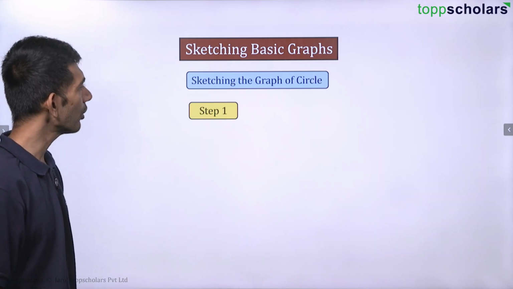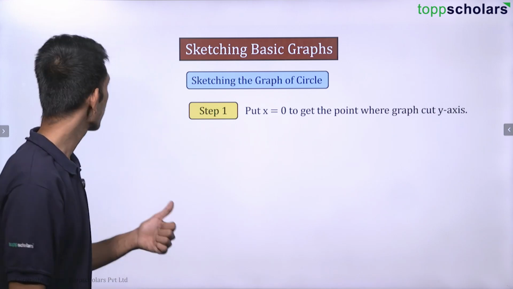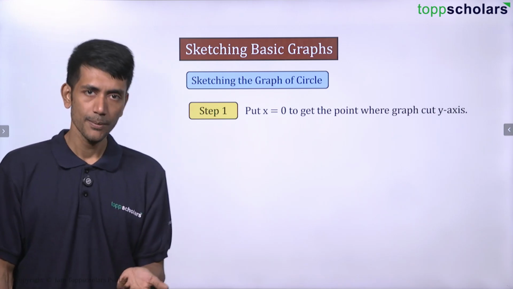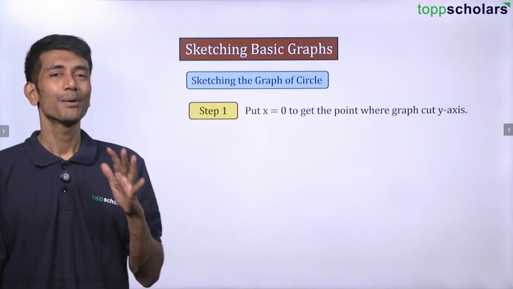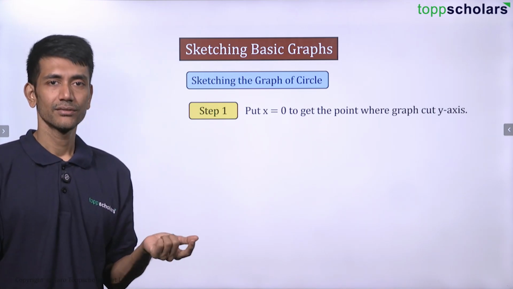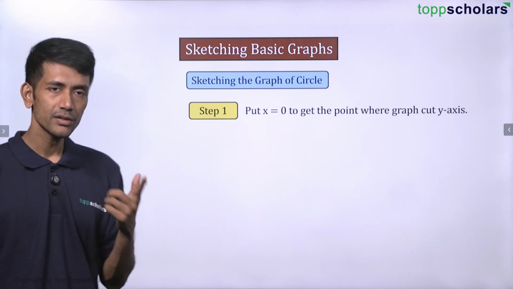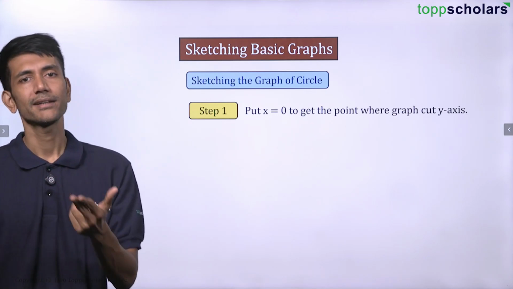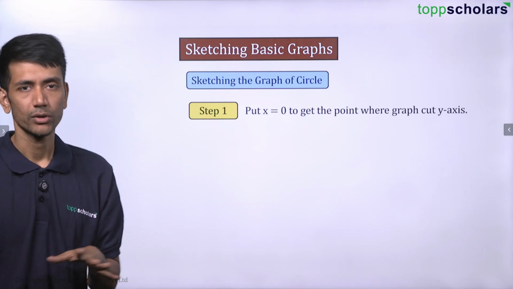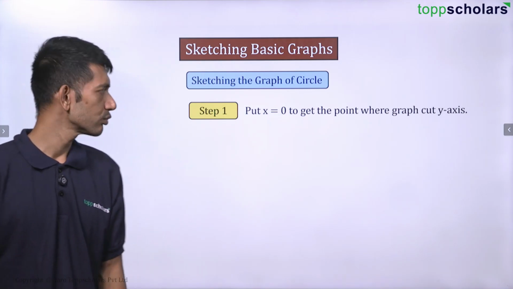Now let us see how to draw a circle. Again, if you remember the equation of the circle is x square plus y square is equal to r square, if the circle's center lies on the origin. But what if the center does not lie on the origin? Then the equation of the circle is given by x minus h the whole square plus y minus k the whole square is equal to r square. So please make a note of this.